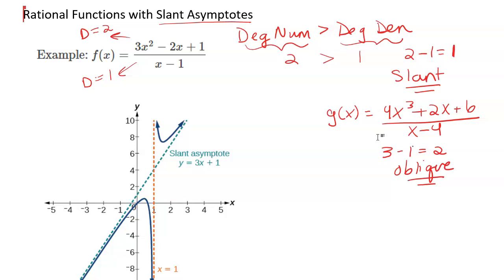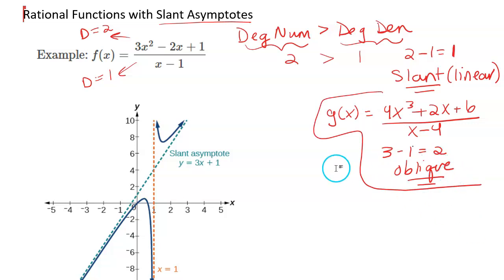A slant asymptote is always linear. It's just going to be a line. An oblique asymptote can have a lot of different looks to it. It can have a quadratic look or cubic look and that kind of thing. And that's something that you will do more with later down the road. We just like for you to know that that does exist. And for this class, we like to focus on the slant asymptotes.